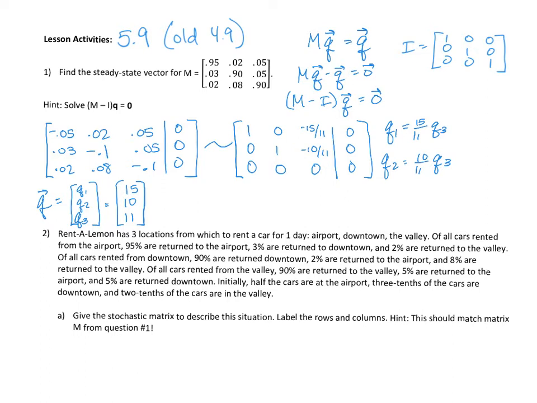So I'm going to add up the entries of 15, 10, and 11, and you get 36. And I'm going to divide every entry by 36. So my actual steady state vector is going to be 15 over 36, 10 over 36, and 11 over 36.